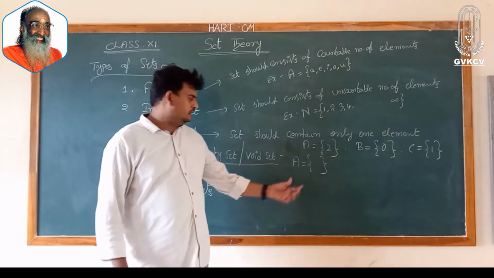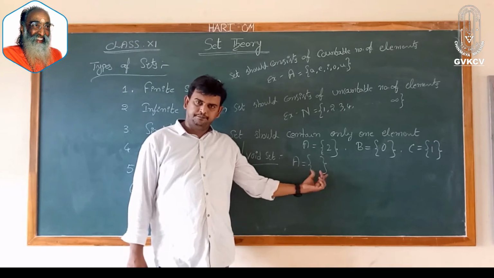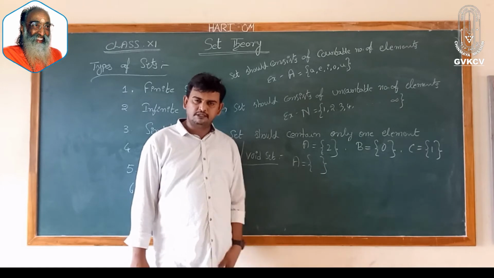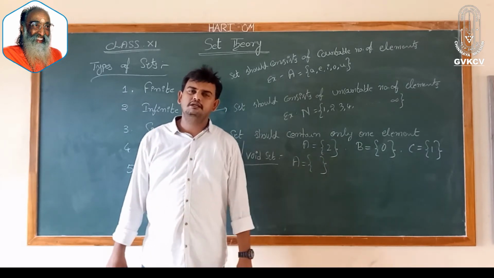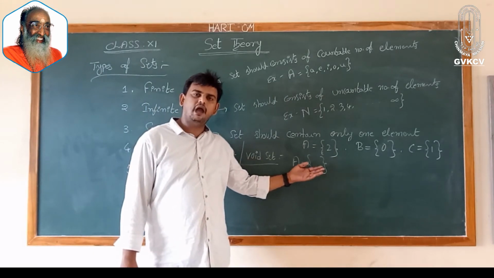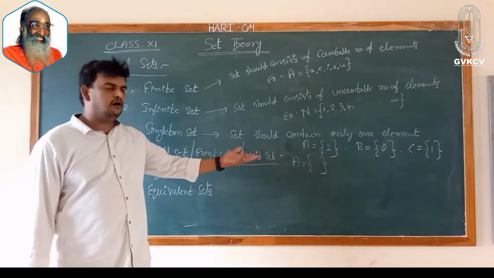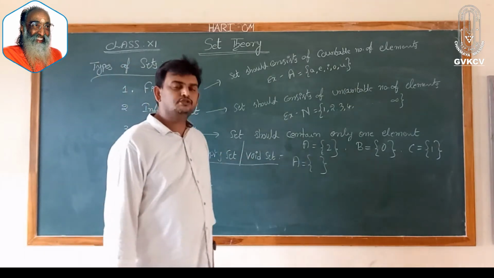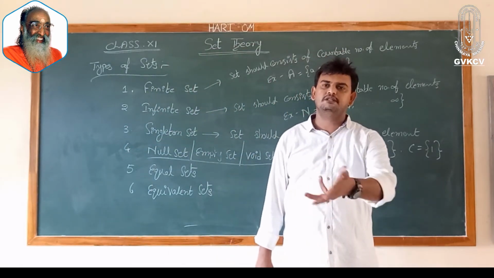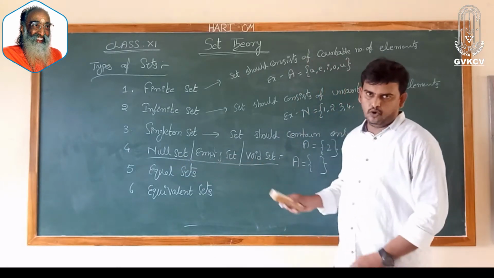If there is a set A, if I take it like this, now here I have only brackets. These brackets represent a set. Within that set, do you have any element? Are you able to find any element? No elements are there, which is called empty. So this is nothing but called empty set or null set or void set. What is the definition of empty set? The set should not contain any element, or no elements in a set. That is called null set or empty set or void set.